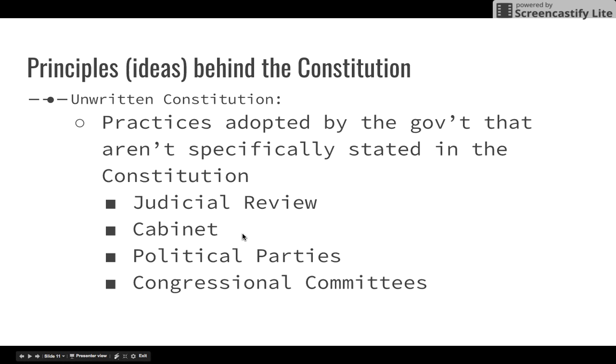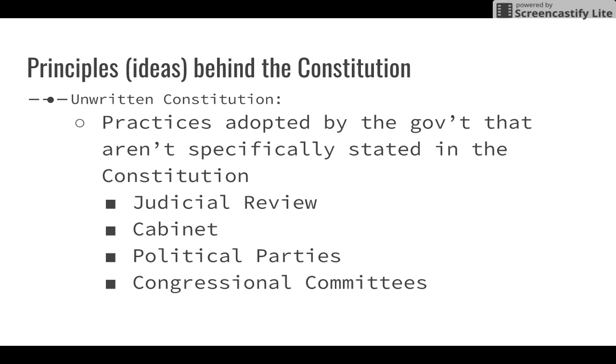We have a cabinet. The cabinet is made up of a group of people called secretaries, and these secretaries advise the president on matters such as education, the environment, and other important things that affect the daily lives of American people. We have political parties. Political parties are groups of people that think that the government should be run in a certain way. We have the Democrat and Republican parties as the two major parties in our country right now, but there are numerous political parties that have existed in our country over the 240 odd years that we've been a nation.